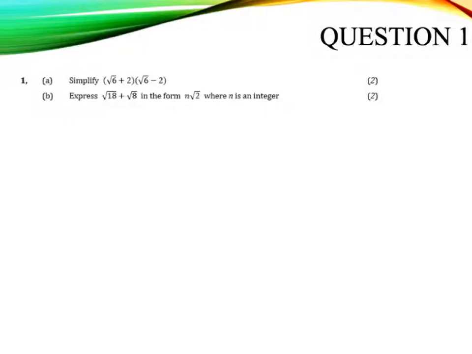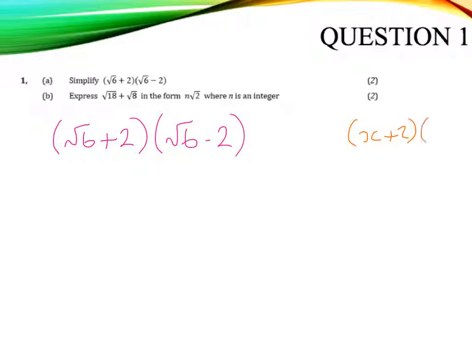If we're simplifying some surds like this, we've got root 6 plus 2, and we've got another bracket, root 6 minus 2. What we're going to have to do is expand these brackets in a very similar way that you would have done if it was x plus 2 and x minus 2. Now there's something that you might have spotted here, and maybe we'll have a look at that in a second. If we're expanding these brackets, we're going to multiply them out using various methods that you will have seen before.